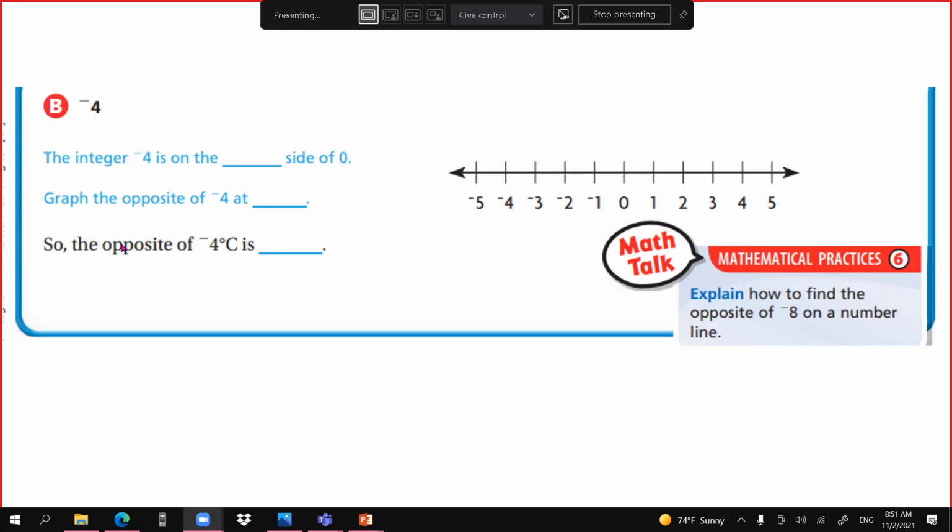Okay, now here, B, -4. -4, it means how many digits it's far from 0? 4. It will be 4. Thank you. Now, what is the opposite of -4? If I go 4 to the left, sorry, I have to go 4 to the right. So what is the opposite of negative 4? Positive 4. Yes, that's it.